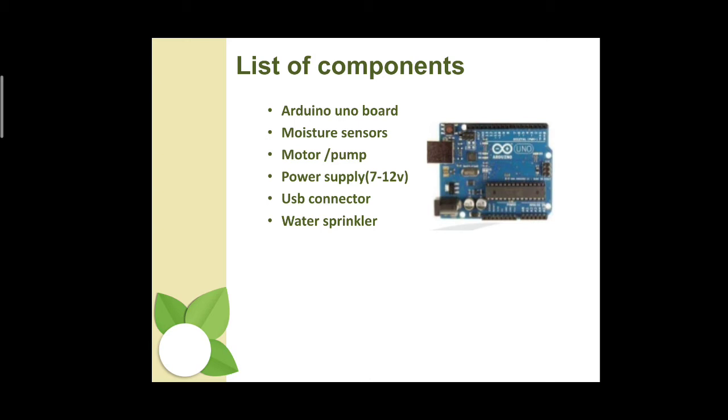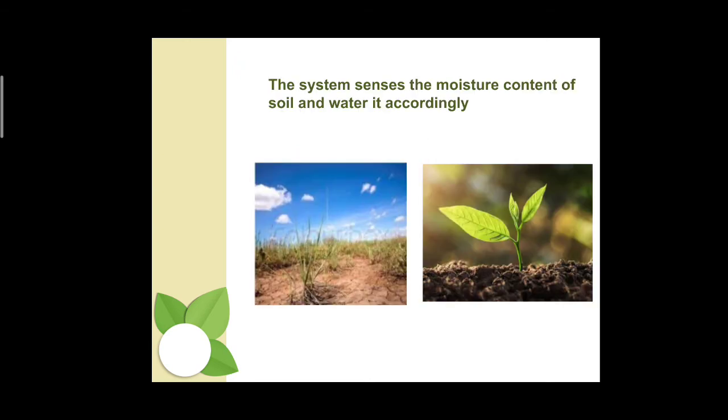Now, let us focus on the components needed for this project. Arduino Uno board, moisture sensor, motor or pump, power supply, USB connector, water sprinkler. Take a look at this image. It's an interesting picture of information which shows the difference we could make by using automatic irrigation system. The first image shows the field before irrigation and the second one is the image obtained after irrigation.